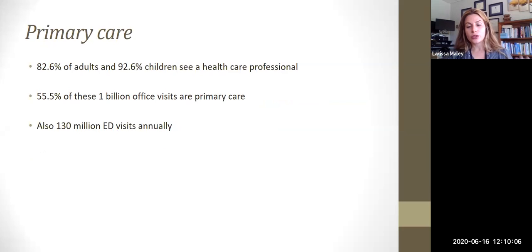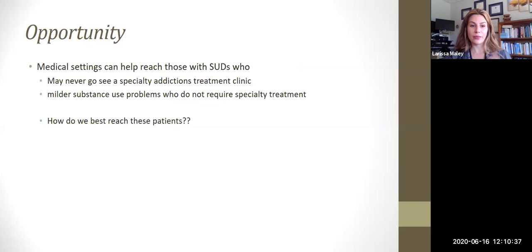So we know that the majority of people that are going to need substance use disorder treatment are going to show up in a primary care setting because they're going there for other reasons. 82% of adults, 92% of children will see a healthcare professional in a primary care setting at some point within the calendar year. So that equates to about 55% of the 1 billion office visits and 130 million ED visits annually having some form of substance use disorder component to them.